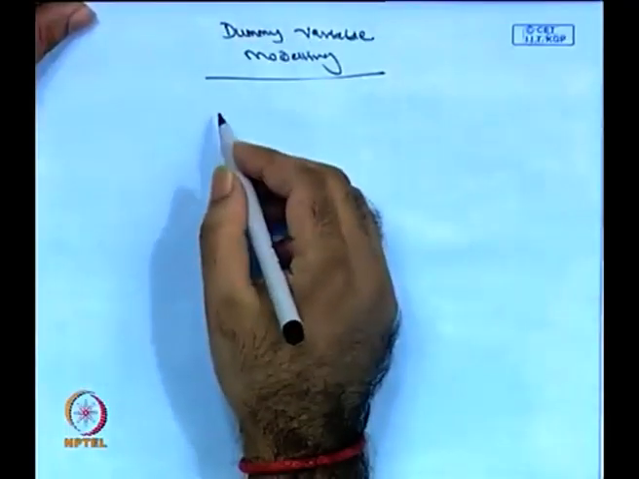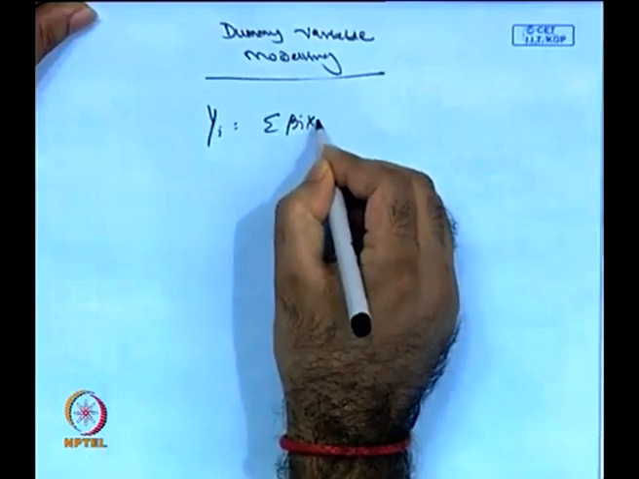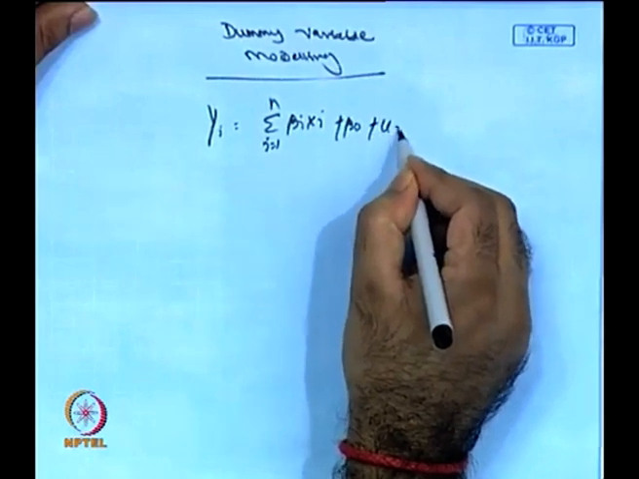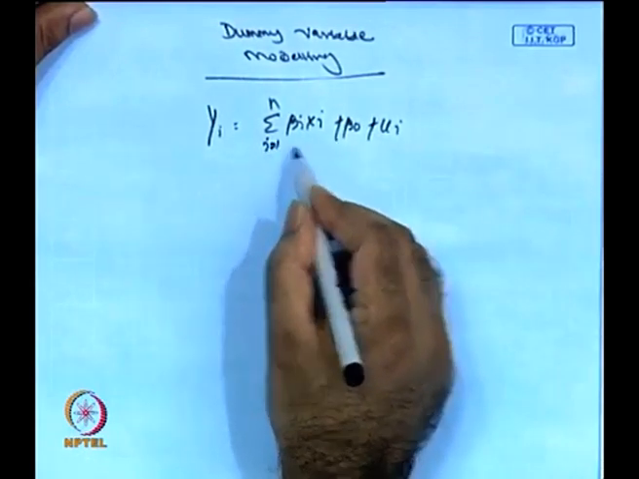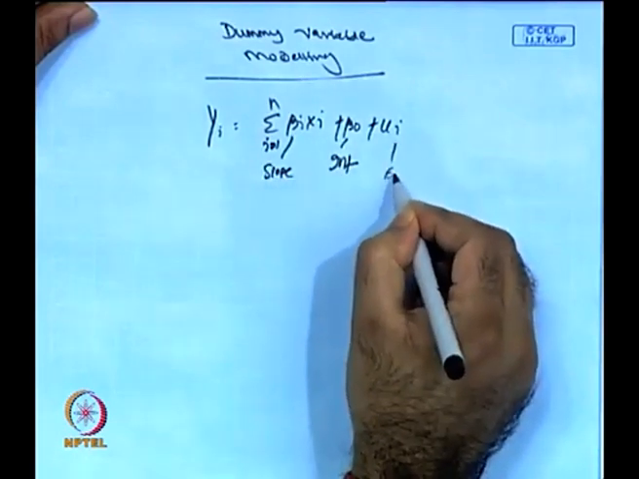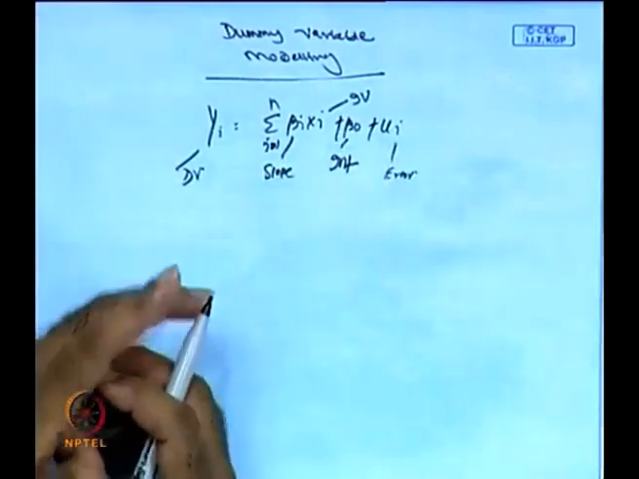Let us start with what exactly the structure of dummy variable modeling is, and then we will highlight some of the applications where we can apply this dummy variable. So the starting point is that we have an econometric model, say like this: yi equal to summation of beta i xi, i equal to 1 to n, plus beta 0 plus ui. Here beta 0 is the intercept, beta i is the slope coefficient, ui is the error term, x is the independent variable, and y is the dependent variable. This is how the model is classified.